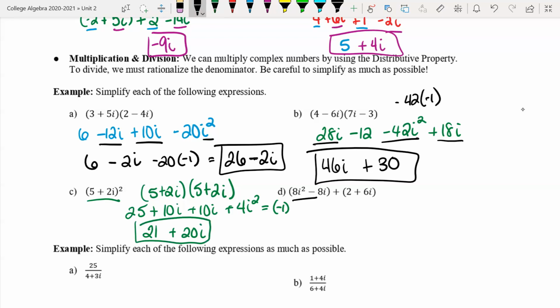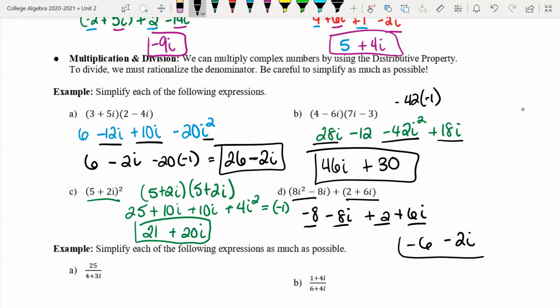Last one's just adding again, threw in another one. They do try to trick you because they didn't simplify it. i squared is negative 1, so this becomes a negative 8 minus 8i plus 2 plus 6i. And then I would combine like terms. So negative 6 minus 2i.